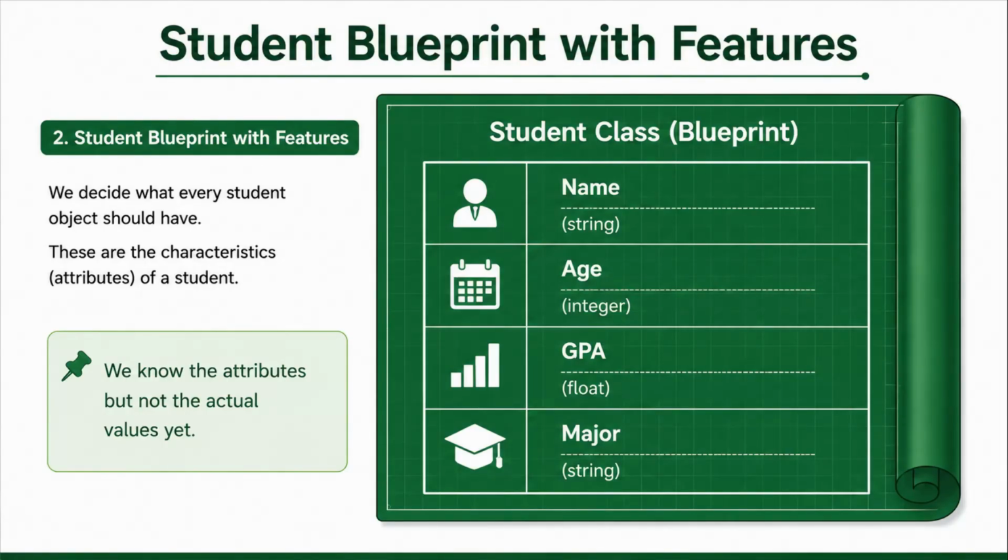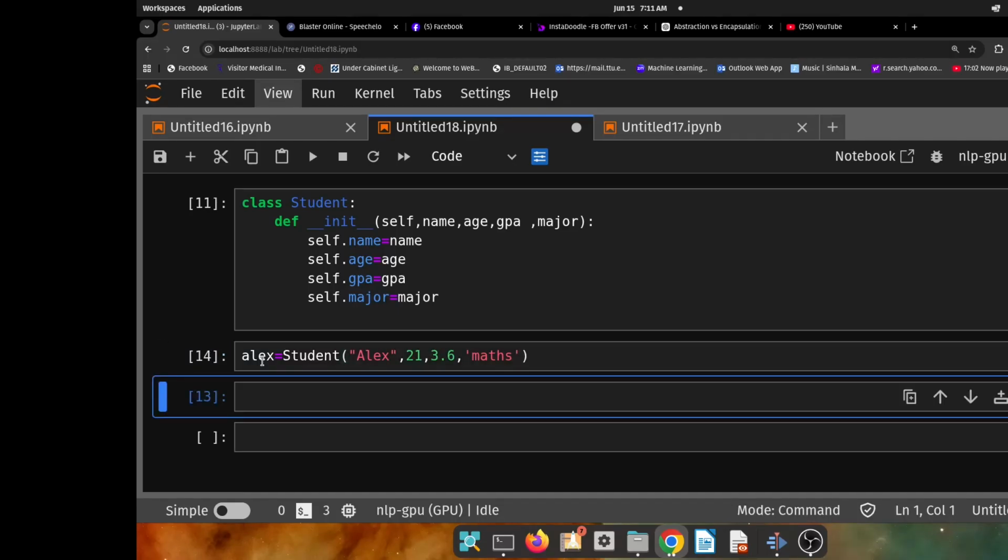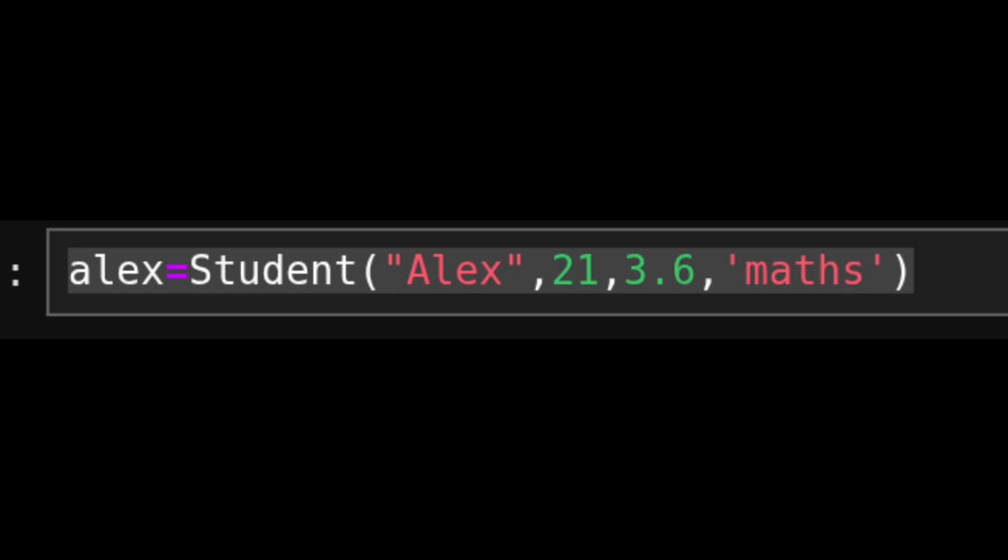Remember, the class tells us that every student object must have a name, an age, a GPA, and a major. The constructor allows us to provide those values when the object is created. Let's create our first student. Alex = Student("Alex", 21, 3.6, "Maths"). Let me type this slowly.